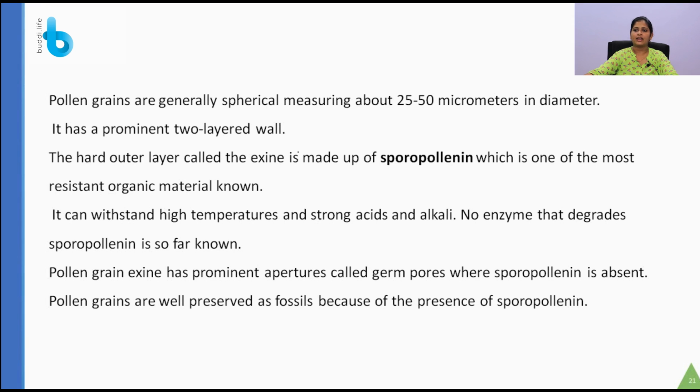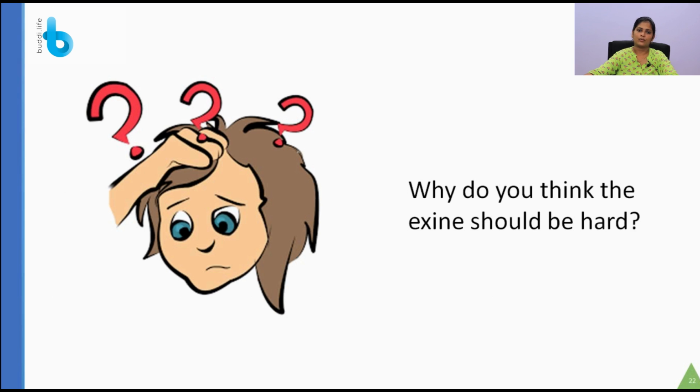So the pollen grain exine has a prominent aperture. As I said, a prominent aperture will be present which is called the germ pore. In the germ pore, sporopollenin will be absent. As I said, pollen grains are well preserved as fossils because of the presence of sporopollenin.